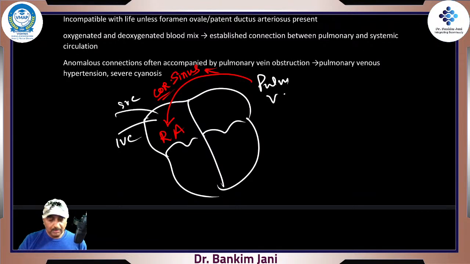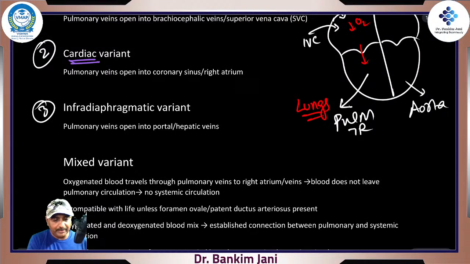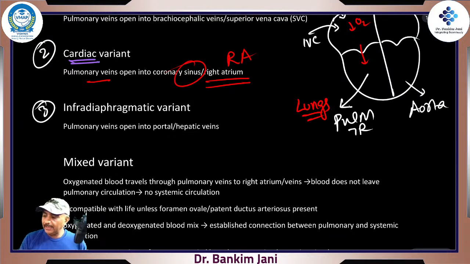Gone, right? Or the third thing. So this is the cardiac variant, right? Pulmonary vein opens into the coronary sinus or the right atrium. And then comes the third variant. Pulmonary vein, this is the worst. It straight away opens into portal or hepatic veins.